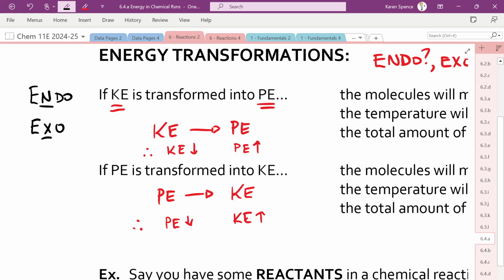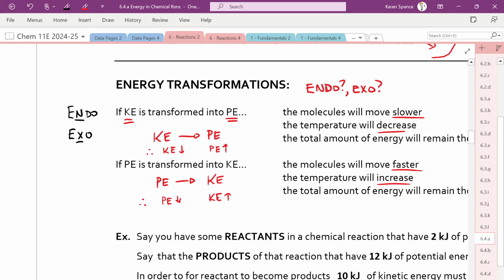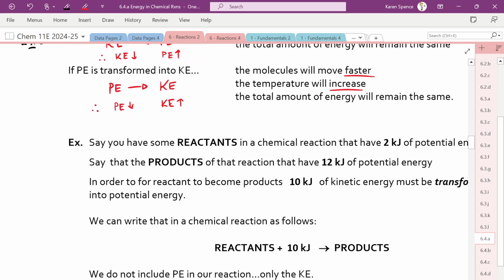5, 4, 3, 2, vote. First one. I've got some of each. Ooh, I got a mix. Okay. Well, we'll discover, won't we? Okay, so let's take a look and see what happens.